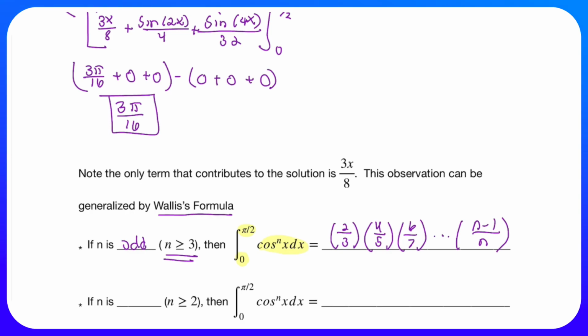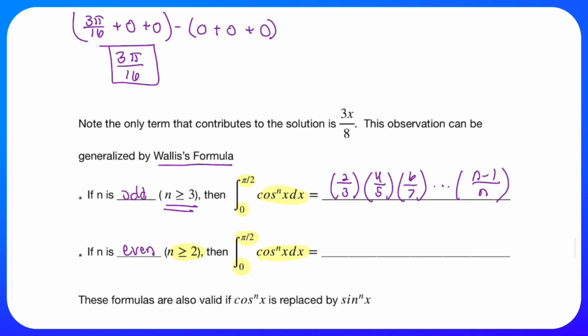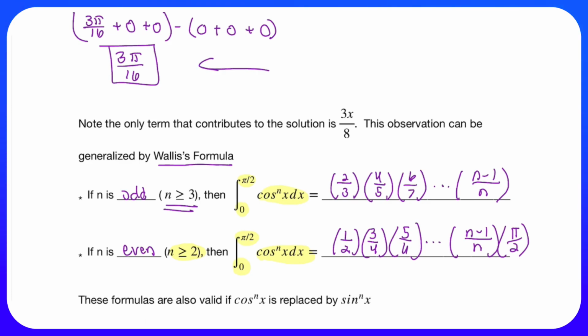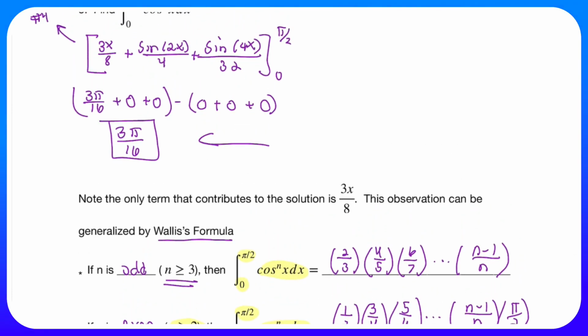Now, our second situation: if n is even, which it was in our example number 5, and n is greater than 2, then the integral from 0 to pi over 2 of cosine to an even power of x dx is equal to 1/2 times 3/4 times 5/6 and so on. So this time the numerators are odd numbers starting at 1, and the denominators are even numbers starting at 2. And then you multiply your answer by pi over 2. I forgot to write that on the top one.